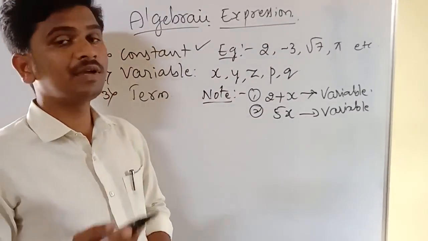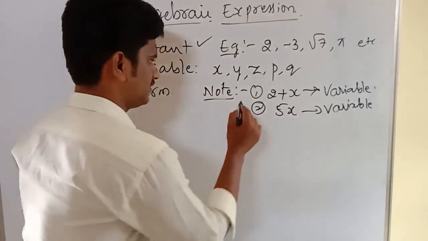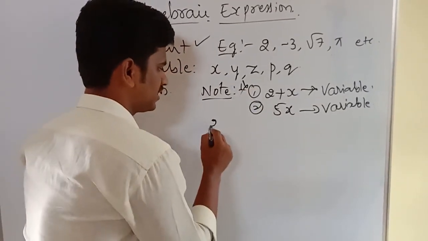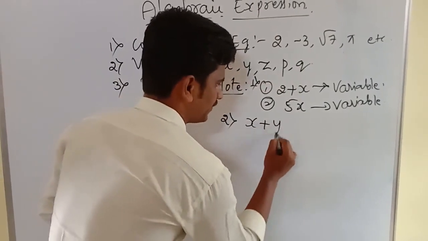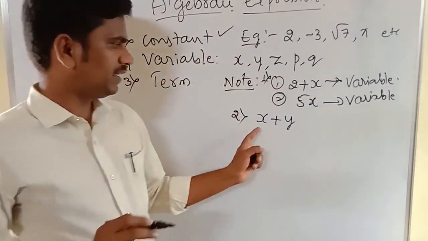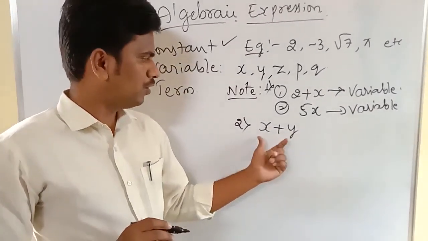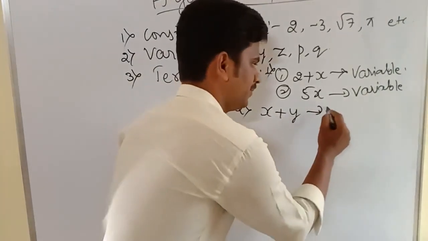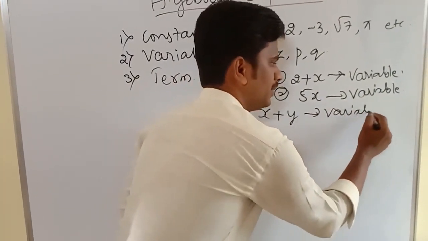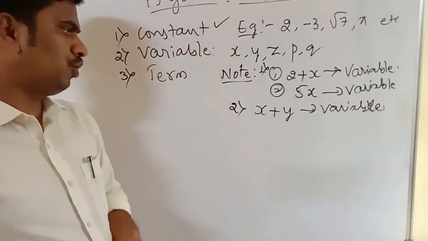Suppose combination of 2 or more variables, what happens? Let's see once. This is first note. Second note is, suppose x plus y. Here x is one variable, y is also another variable. What about their sum? It is obviously variable, isn't it? Because x is variable, y is also variable, therefore their sum is also variable.